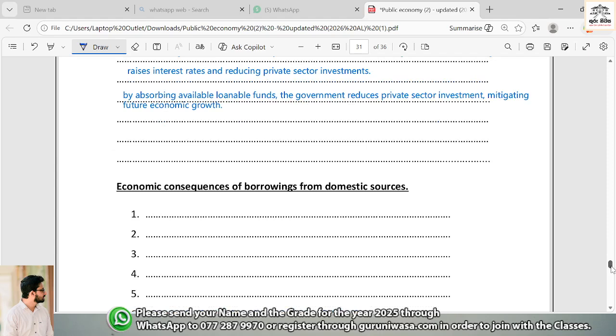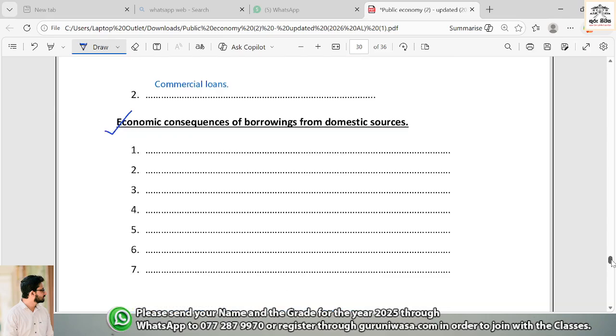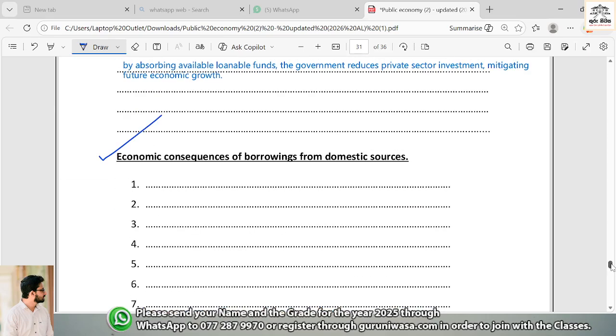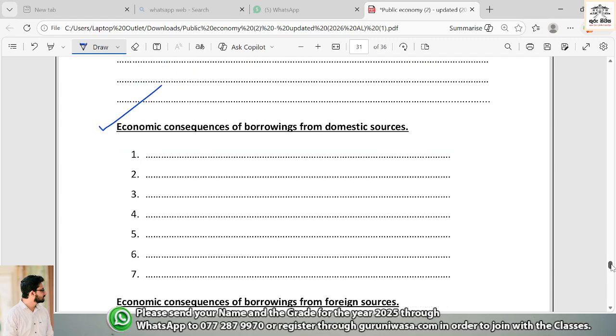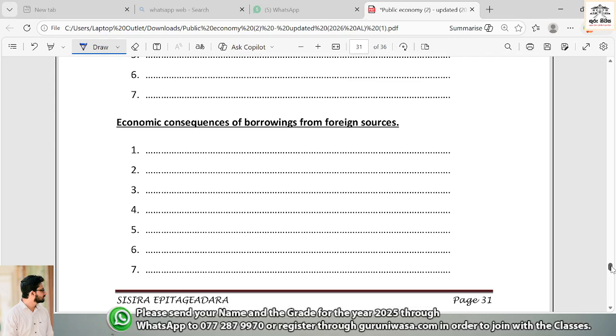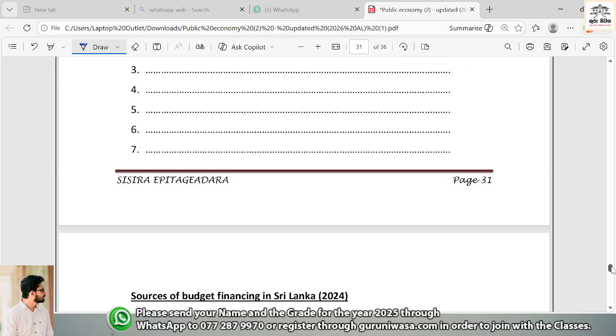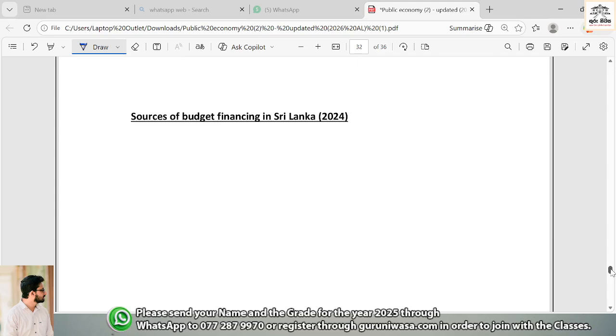Next, the economic consequences of borrowings from domestic sources. Then the sources of budget financing in Sri Lanka according to the 2020 annual report. What are the main sources that the Sri Lankan government used when financing the budget last year?